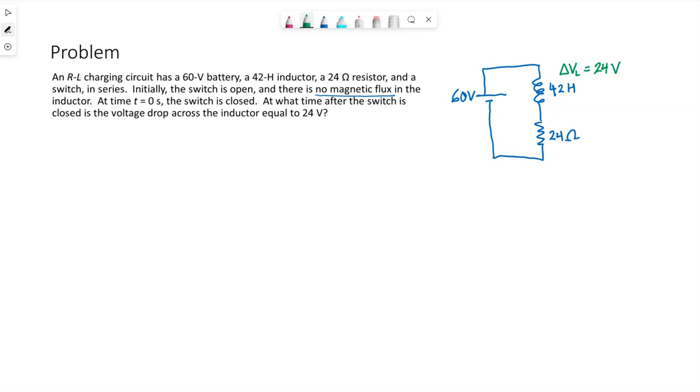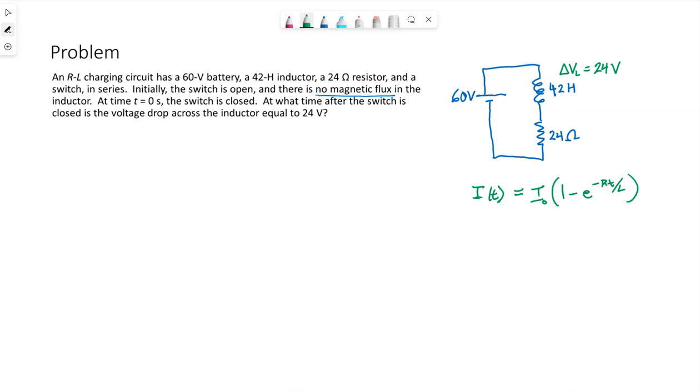All right, so this is considered a charging circuit in that the current in this circuit is going to increase with time, and the energy that the inductor is storing is going to increase with time as well. So we do have our equation that represents the current in the circuit as a function of time. Now there's two ways to go about answering this question. One is not any better than the other. I'll show you both ways just so you can see.